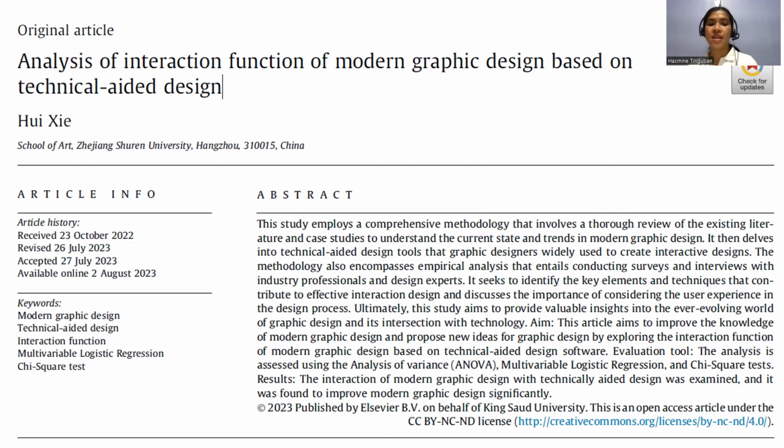Evaluation tool. The analysis is assessed using the analysis of variance, or ANOVA, multivariable logistic regression, and chi-square test. Results: the interaction of modern graphic design with technically aided design was examined, and it was found to improve modern graphic design significantly.